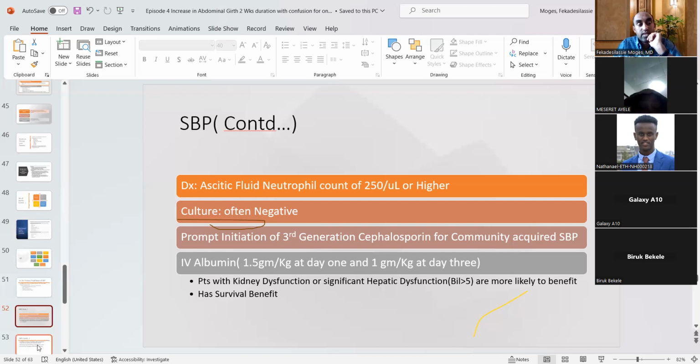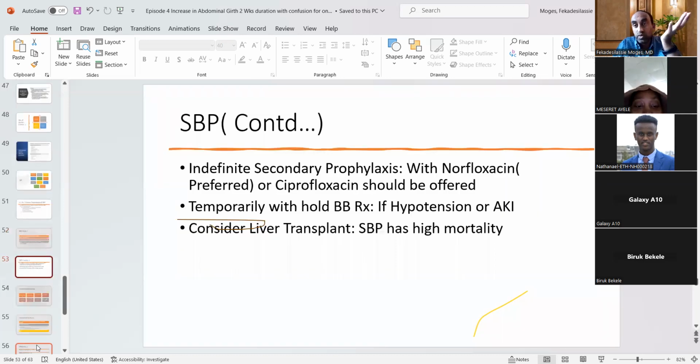Once you diagnose SBP. Our patient doesn't have SBP, so we don't have to do that. And once there is an SBP, indefinite secondary prophylaxis is indicated. The reason being, spontaneous bacterial peritonitis has a tendency to recur, so secondary prophylaxis is a must. You have to give norfloxacin or ciprofloxacin. Temporarily, you have to hold beta blocker if there is hypotension or AKI, and you have to immediately consider liver transplant and refer them to hepatology because SBP has a very high mortality, okay? So they are candidates for transplantation, so do timely referral if you have access.